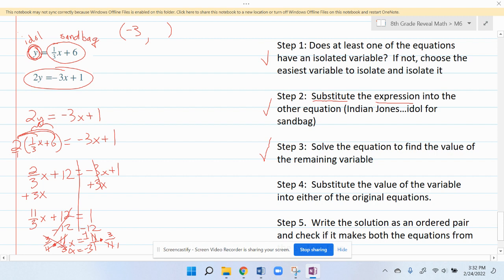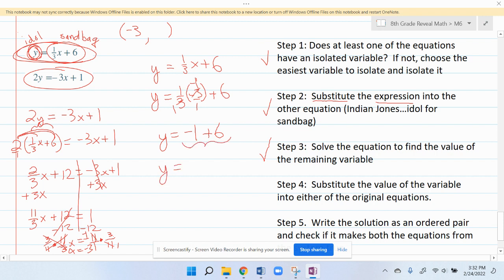We're going to look here at step 4. It says substitute the value of the variable, which is negative 3 for x, into either of the original equations, whichever one's easier. So I think this one's easier because it already has y kind of isolated there. So I go y equals 1/3 x plus 6. And I'm going to replace that x with negative 3, plus 6. I flip that over 1 so I can multiply these. I'm going to cross simplify, and I get y equals negative 1 plus 6. And then I finish it off by combining those to be 5.